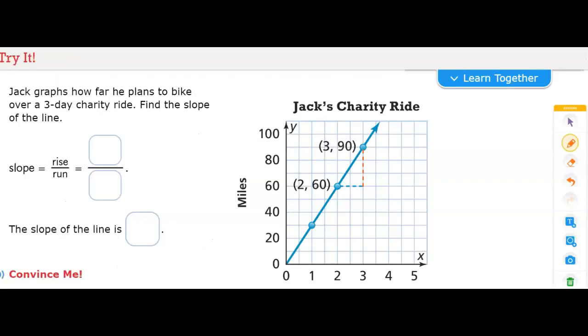Jack graphs how far he plans to bike over a 3-day charity ride. Find the slope of the line. Slope equals rise over run. So we need to find what our rise and run is. Our rise means we have to start at 0 and go up. Rise means up. So we go up to the first point, which is 30. So I'm going to write 30 as my numerator. And then if I go from here to my point, that's my run. I'm running over to that point. That's going to be a 1.